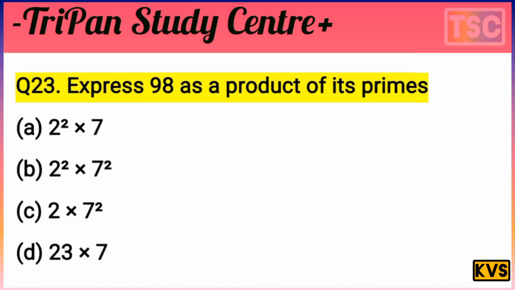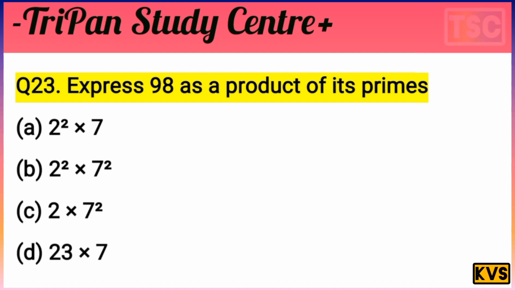The next question arrives here, and it is important. Express 98 as a product of its primes. Option A is 2 power 2 into 7, B is 2 power 2 into 7 power 2, C is 2 into 7 power 2, D is 23 into 7.